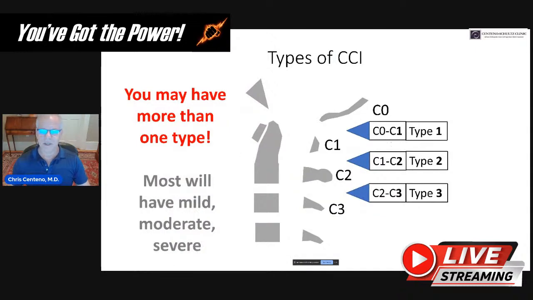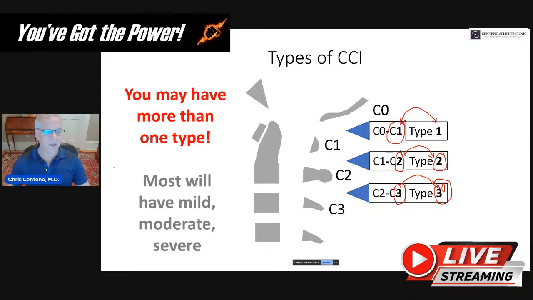So I've broken this down. In medicine, you often see this thing, type 1, type 2, type 3. I've made it pretty simple here. Type 1 CCI is going to involve C0, C1. So you can see the 1 here. If you hear type 1, you can always now say that I'm talking about C0, C1. Type 2 is going to involve C1, C2. So you can see that there. So if I talk about type 2, we're talking about C1, C2. Type 3 is similarly about C2, C3.